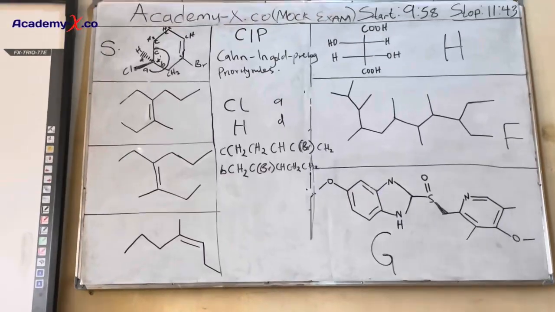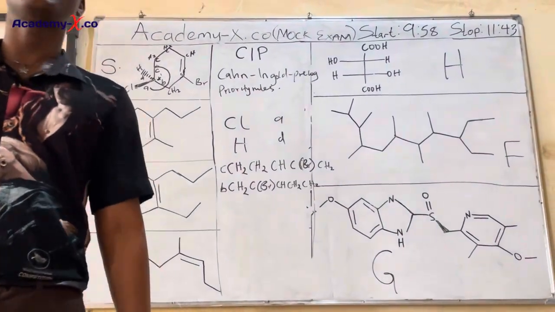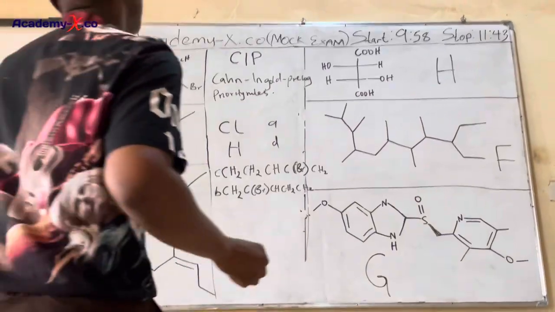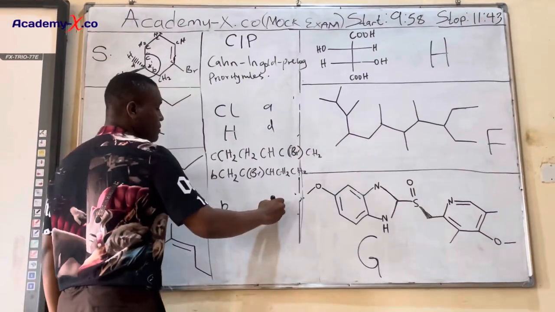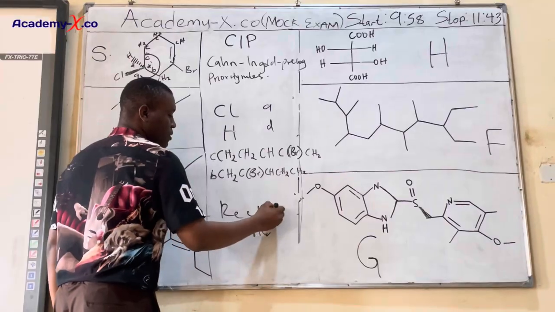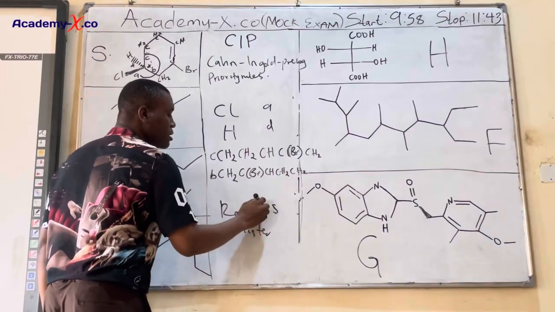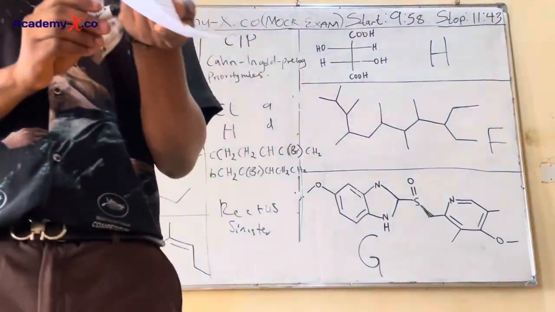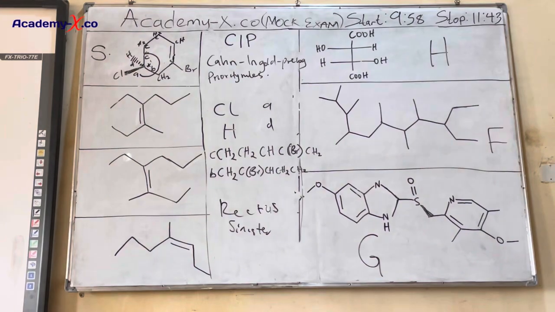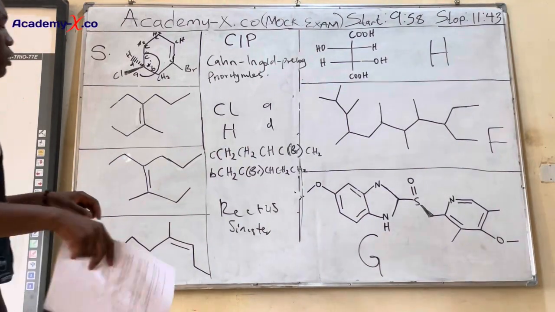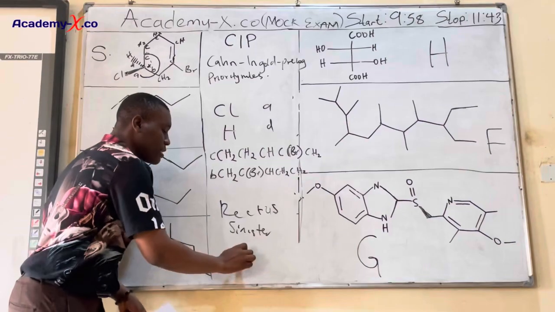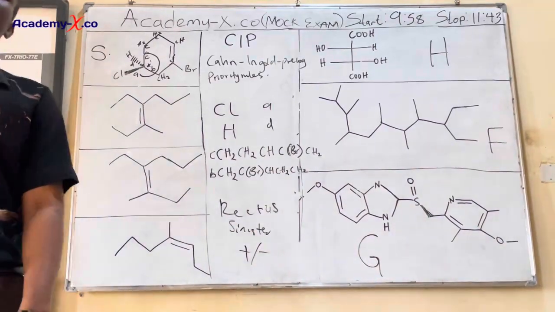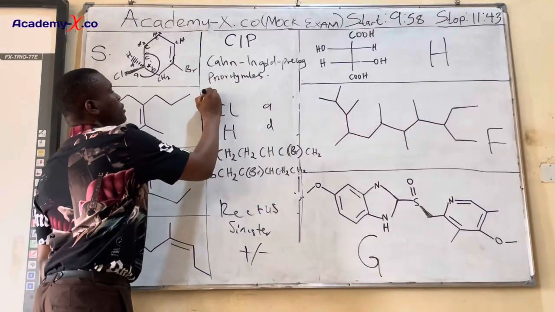Now absolute configuration is assigned to each stereo center. R means rectus, S means sinister. So we assign them to each stereo center. But then relative configuration is D and L, yes, but it is based on a particular compound called what? Called glyceraldehyde. These two configurations don't have anything to do with the optical activity. It's not because I have D-glucose.